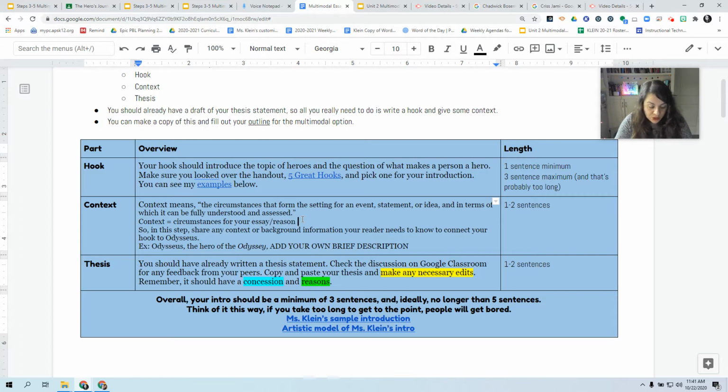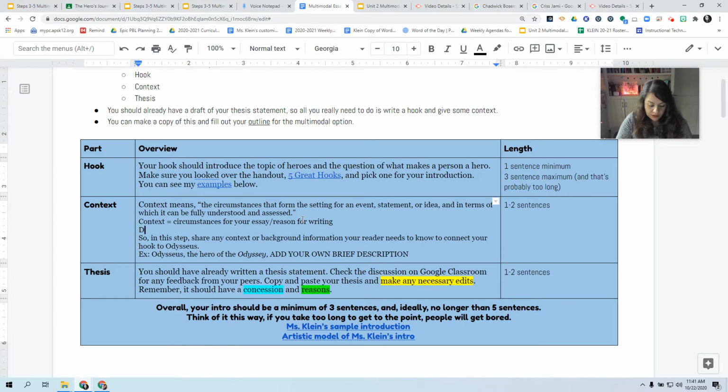Now, I've told you previously, now that we're in high school, we don't want to say, I'm writing this essay because. So don't say that. So I'm going to put that all in caps. Do not say, I am writing this essay because. You don't want to say anything that direct. You just want to state your context. So I'll give you some examples.